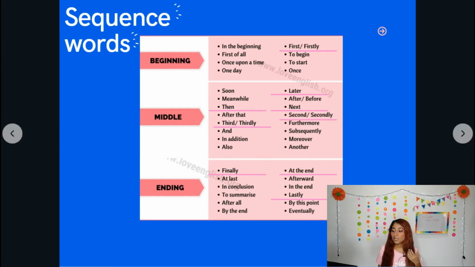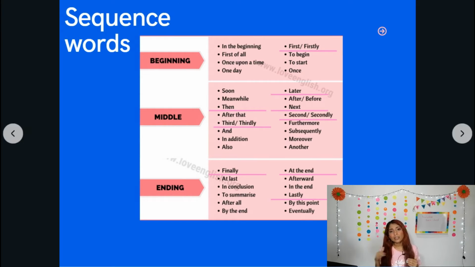So we have sequence words, and we can use some of them at the beginning, in the middle, or at the end. At the beginning, we have some of these words. As I always tell you, there are many others, but in this case I'm going to show you the main ones and underline some of the ones we are using. So we have, in the beginning: first of all, once upon a time, if we are talking about a story, one day, firstly. These are ones that we have in the book: to begin, to start, and once.